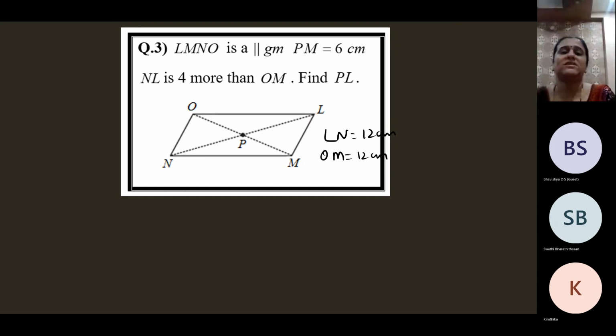If they are equal, it's a rectangle. A rectangle is also a parallelogram. So we'll learn more of that later next year. So for now, if it's only a parallelogram, diagonals will not be equal. If the diagonals are equal, then that parallelogram is called a rectangle.